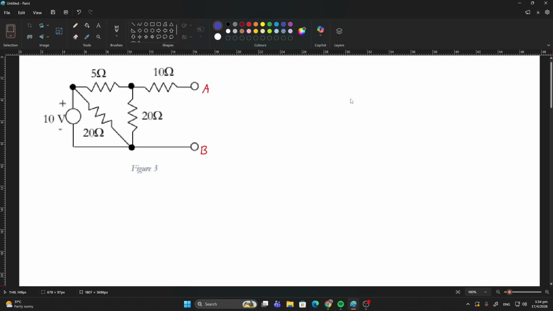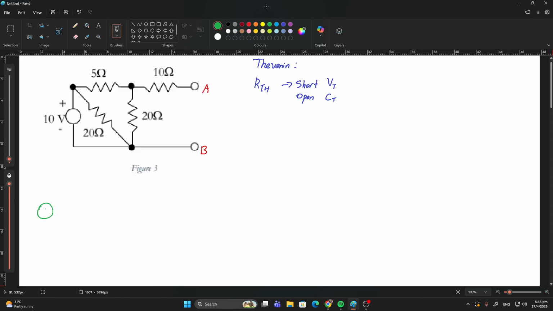So for the Thevenin method, in order to find RT, we will need to short any voltage source and open any current source. In this case, we only got a voltage source, so let's go ahead and short it. But first, let's go ahead and simplify this circuit a lot better.